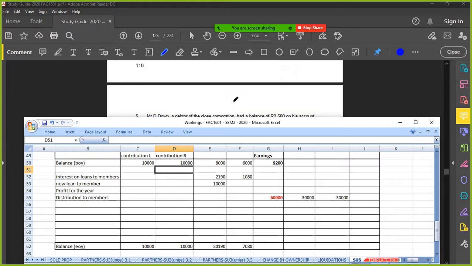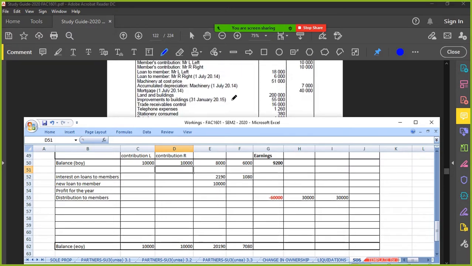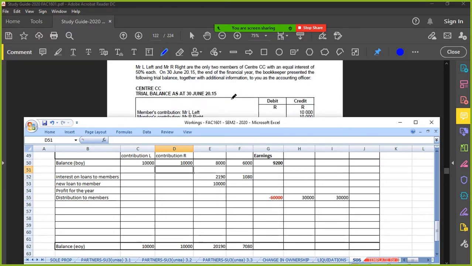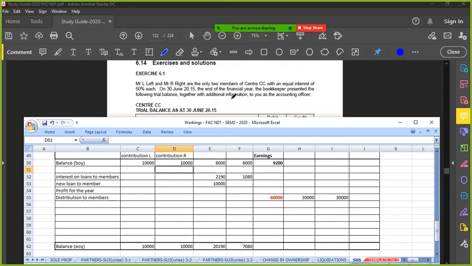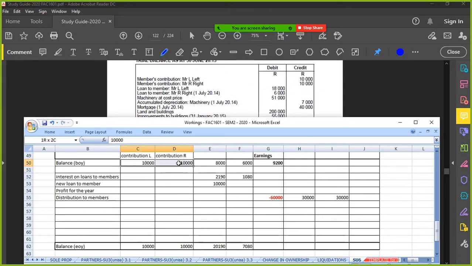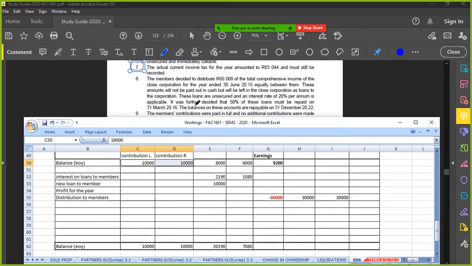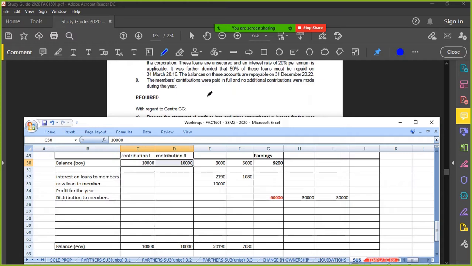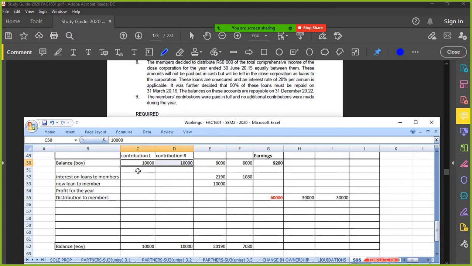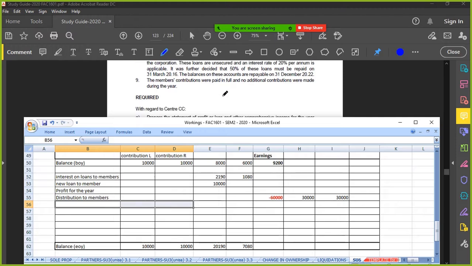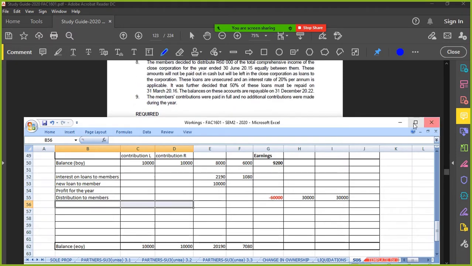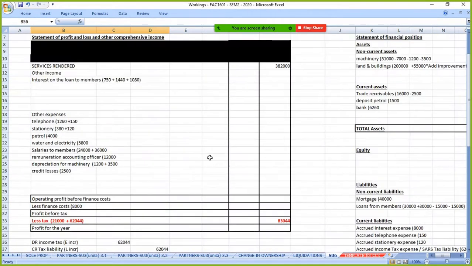Did this business start, or was this business existing? It doesn't say. If they started, then I might put zeros here, and then show the contribution that was paid in full. They tell me it was paid in full, but that would have happened last year or the year before, or whenever they started the business. If there's no additional contributions, then you're not going to show anything. It'll be zero. And that's it at the end.